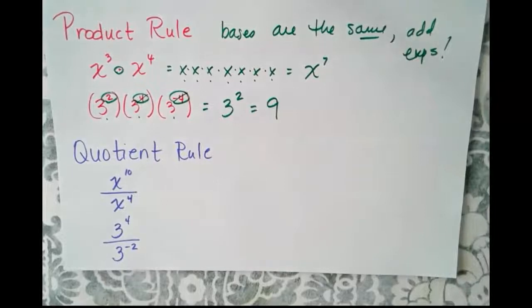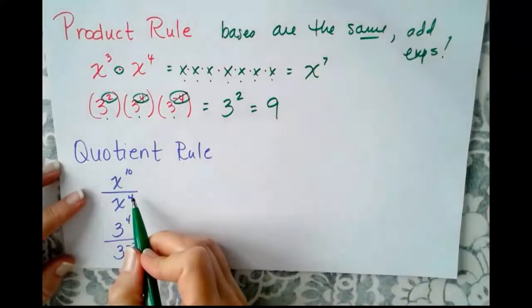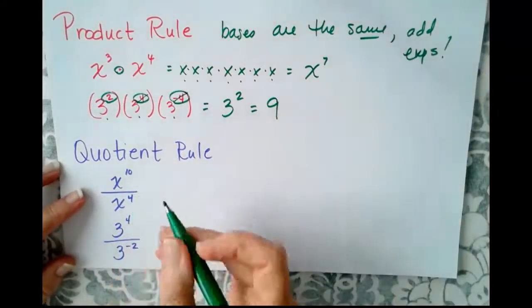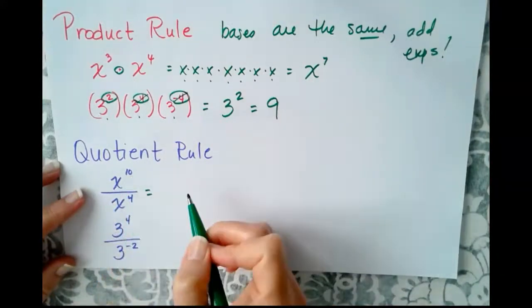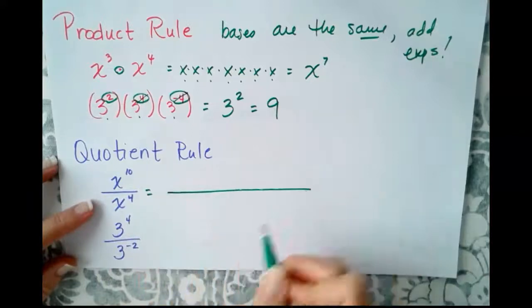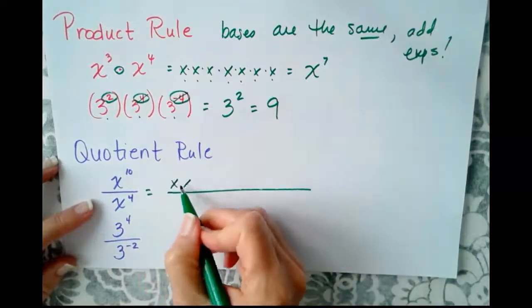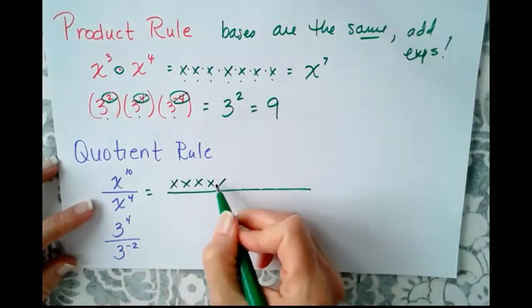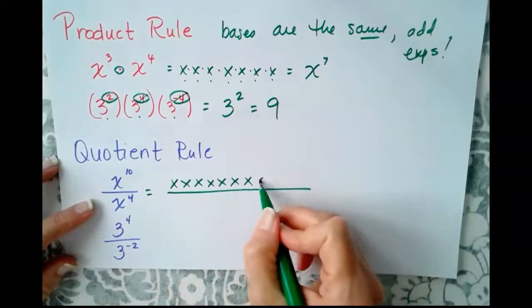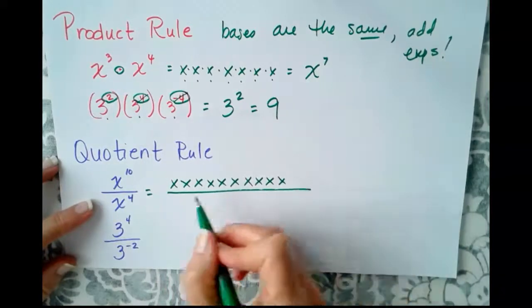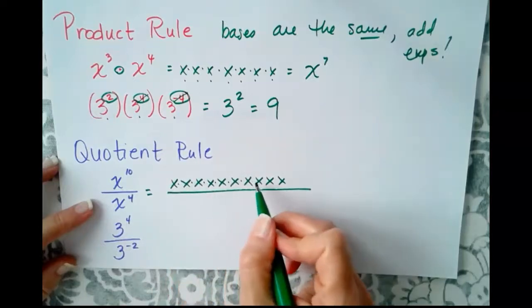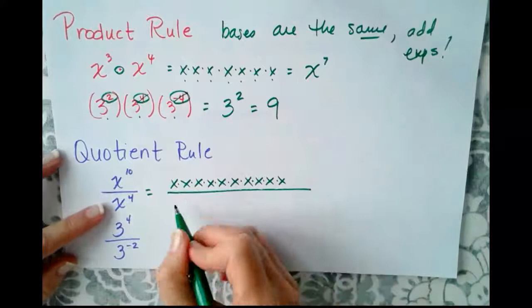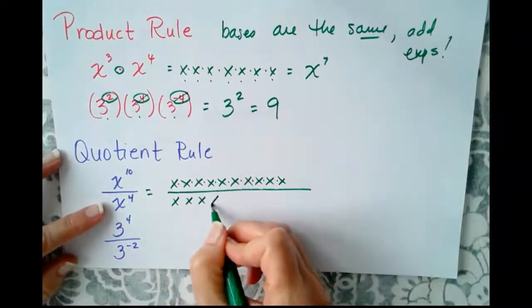Next is the quotient rule. The fraction bar is indicating division and it's a quotient. If we were to write out x to the 10th over x to the 4th in an expanded notation, 1, 2, 3, 4, 5, 6, 7, 8, 9, 10 on top, and 1, 2, 3, 4 on the bottom. And we're multiplying all of these together.